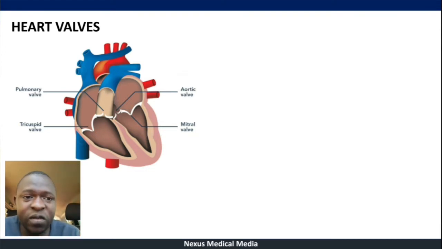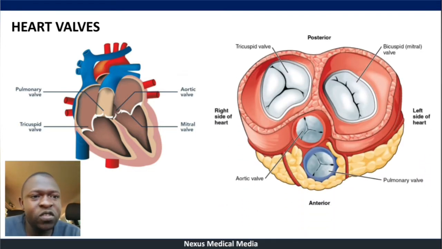Okay, so let's focus on the valves again, another view. This is the superior view, and this is the posterior side. Posterior is to the back, anterior is to the front, right? So you are looking at these valves using this view. This is the mitral valve. It's called bicuspid because it has two cusps, 1, 2. Here is the tricuspid valve. Tricuspid because it has 3 cusps, 1, 2, 3, right? So this is the right side, this is the left side.